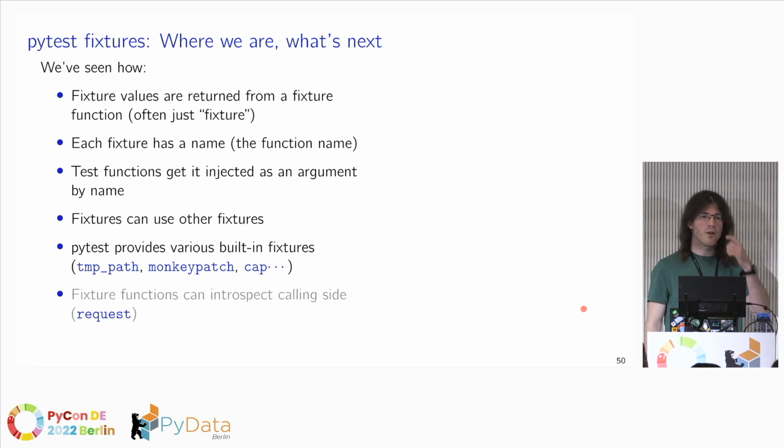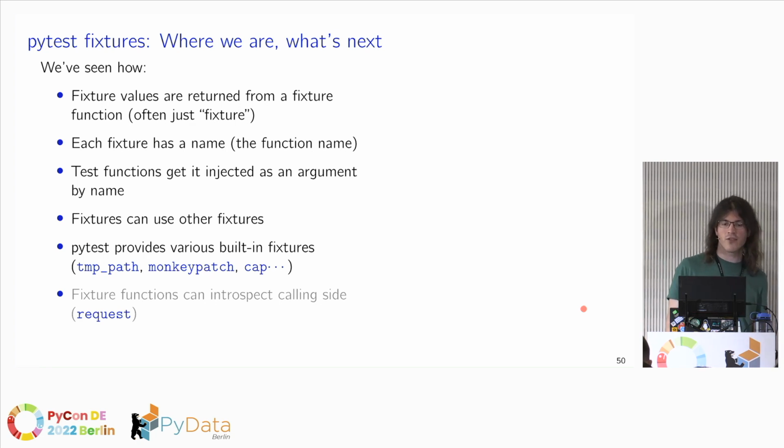Let's recap what we have seen so far about fixtures. We have seen how fixture values are returned from a fixture function. Often we just call that the fixture. Each fixture has a name, and tests get the value injected as an argument with the same name. We've seen how fixtures can use each other and how PyTest provides various built-in functionality via fixtures.